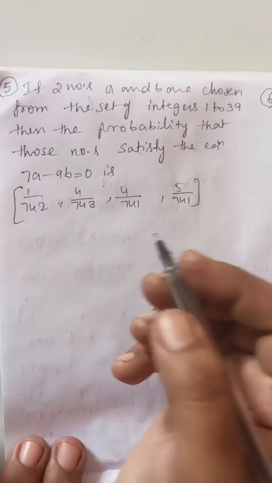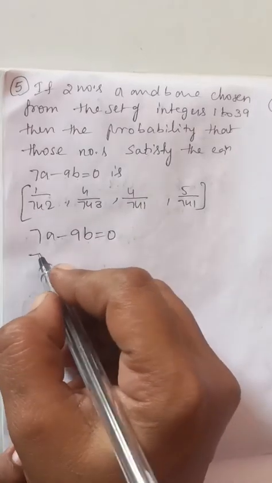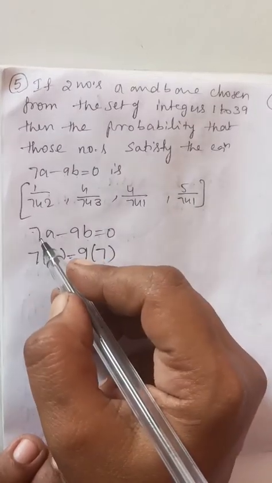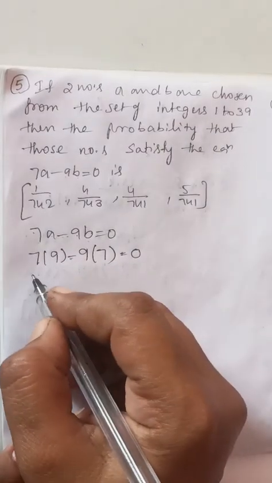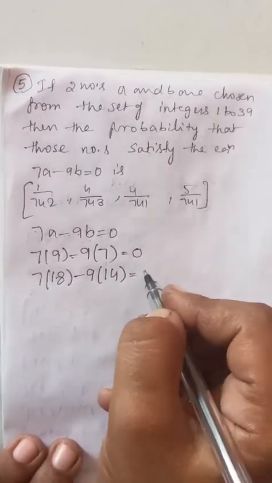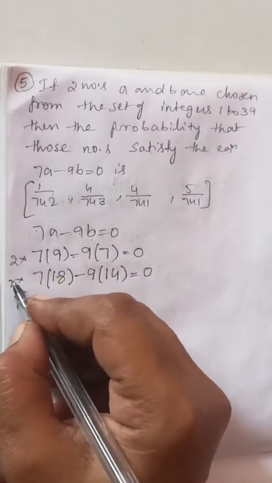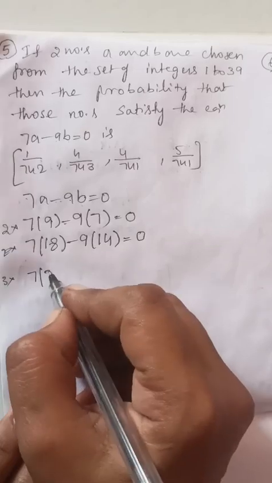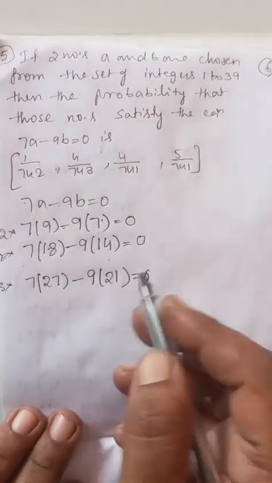The equation is 7a minus 9b equal to 0. a must be 9 in the first case and b is 7: 7 into 9 minus 9 into 7 is 0. In the same way, we can take all the multiples. Multiplying by 2, 7 into 18 and 9 into 14 is also 0. Now we can multiply with 3: 9 threes are 27 and 7 threes are 21, so this is another pair to get 0.